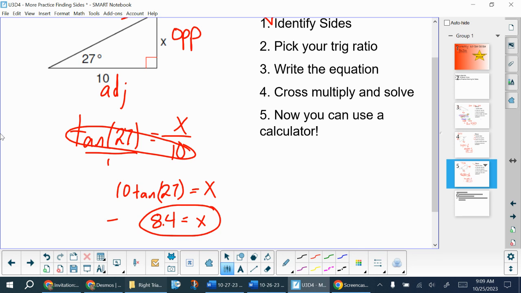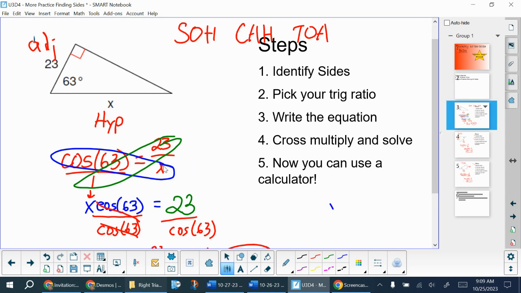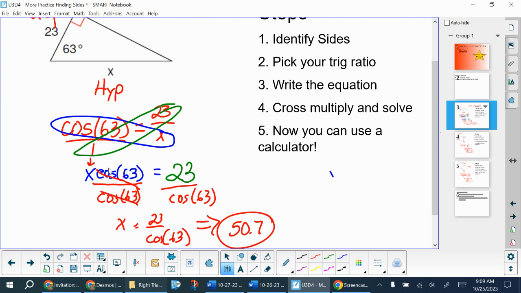So, like I mentioned, you'll notice this because you're going to be doing a lot of these. When the x is on the top, that's going to be the easier type. Down here, when we started out, the x was on the bottom. That's where we actually have to cross multiply, and then we have to divide, because you're taking x times, in this case, cosine of 63. You have to divide by cosine of 63 to get that answer.